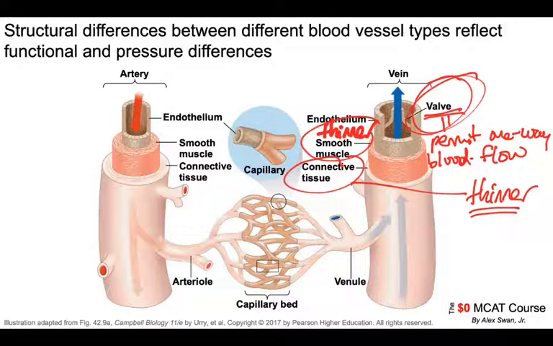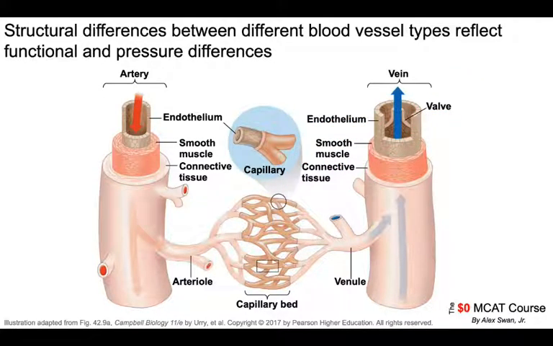So if we talk about the structural differences between arteries and veins, the major characteristics I want to point out are these thicker layers of smooth muscle and connective tissue in the arteries and the presence of valves in veins.